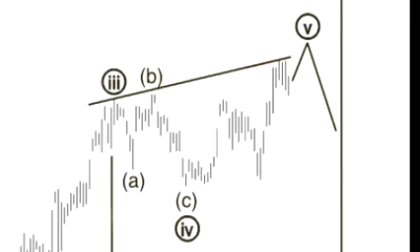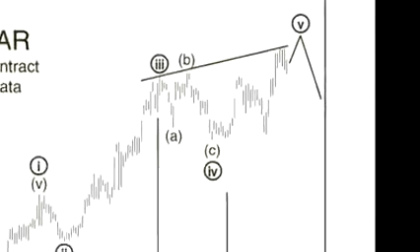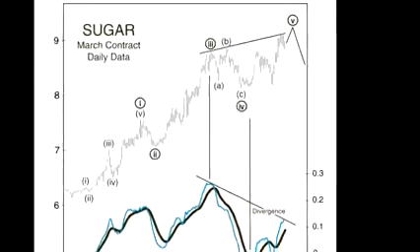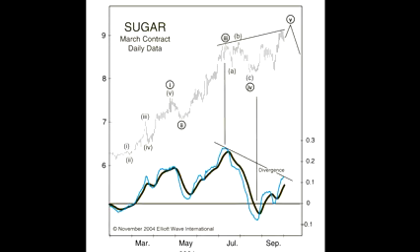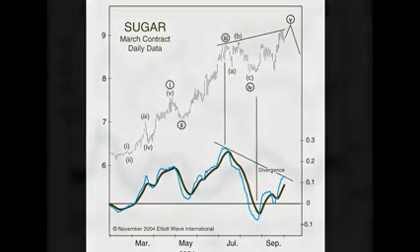And although sugar prices were higher at the end of wave 5 than at the end of wave 3, MACD readings during wave 5 fell far short of their wave 3 peak. That warned you that momentum was weakening. In other words, wave 3, the strongest part of the trend, was done, and it was time to start thinking defensively.